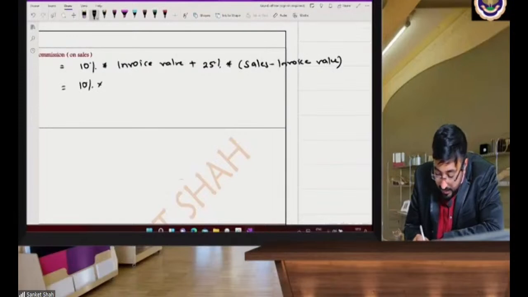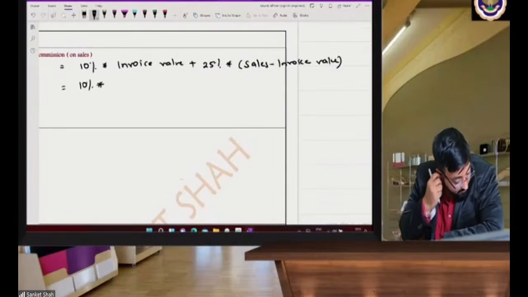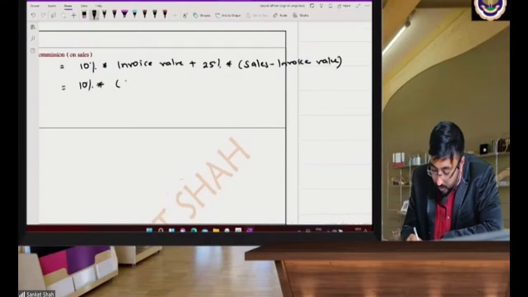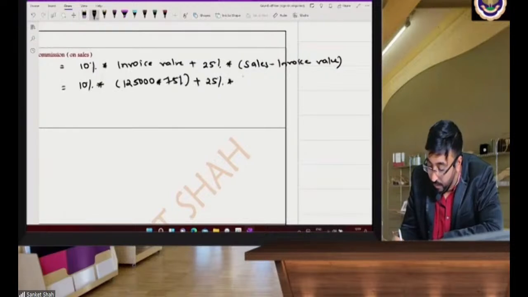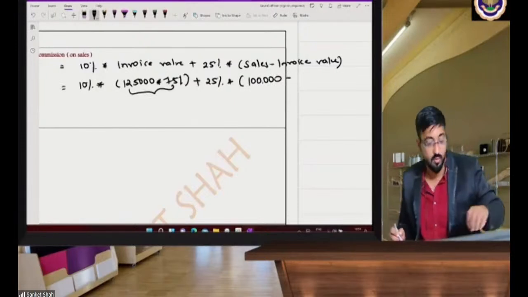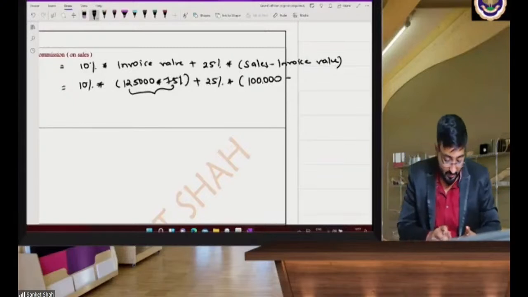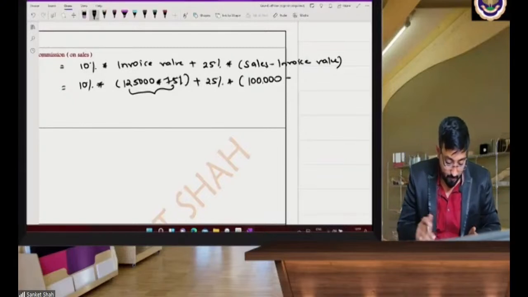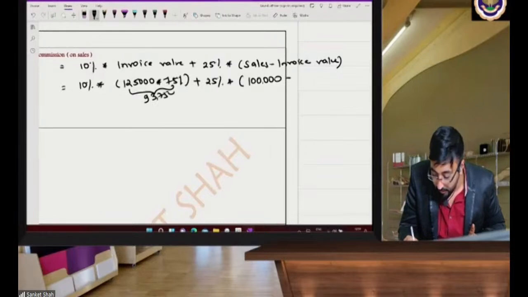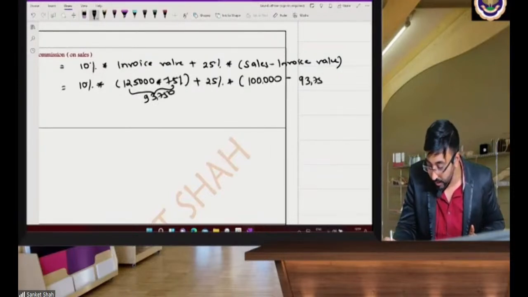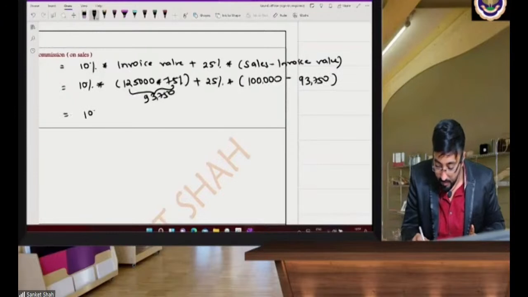Now 10% into what is invoice value? See, out of 1,25,000, you sold 75%. And 25% of sales is 1 lakh minus this invoice value. 1,25,000 into 75% we sold. So this is 93,750. I'm getting the answer 93,750.